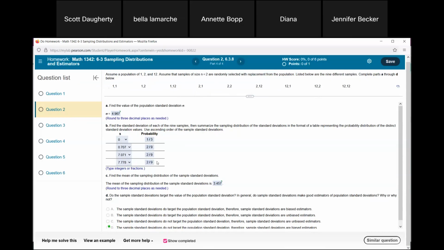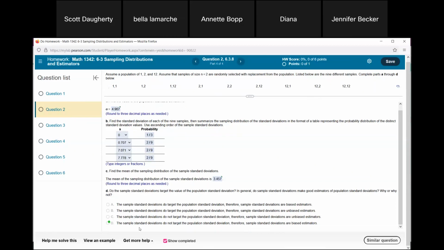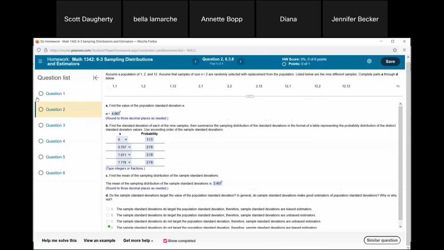So there's your distribution. And then you're going to add up all these numbers, all 9 of them, average them up, and it averages to like 3.457. Notice that that's not the same as the population standard deviation. So this one's a biased estimator. And so the sample standard deviations do not target the population standard deviation. And so they are biased estimators. The sample standard deviation is a biased estimator. So it's not always unbiased. Okay.